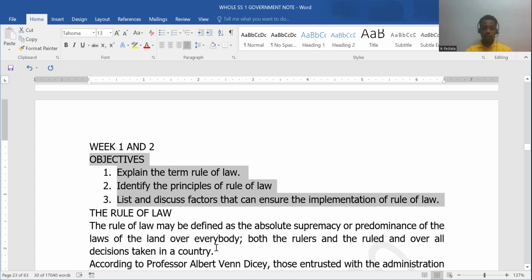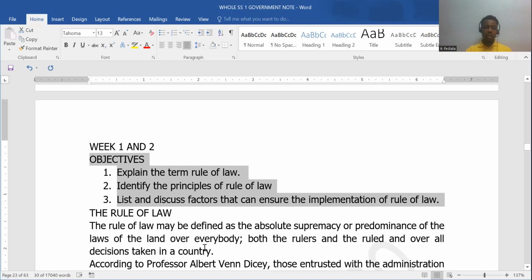Now, what is the rule of law, right? Let's play around with these words. The rule of law, the rule of the law. The law is ruling. The law of the land is in charge. So when I say the rule of law, it means the supremacy of the law over everybody in the land, both the rulers and the ruled. Does it make sense to you? It's clear, right? So the law is the king, and every other person must abide by its dictates.